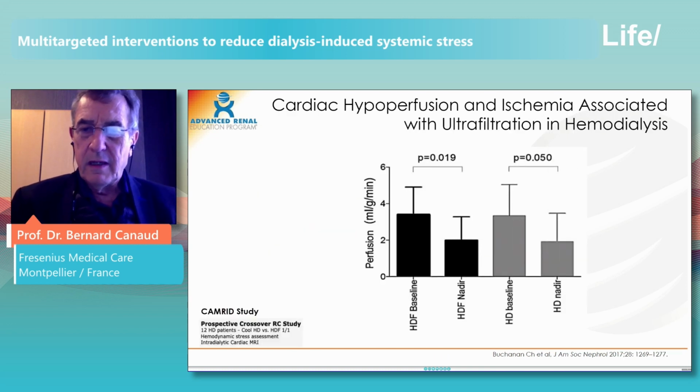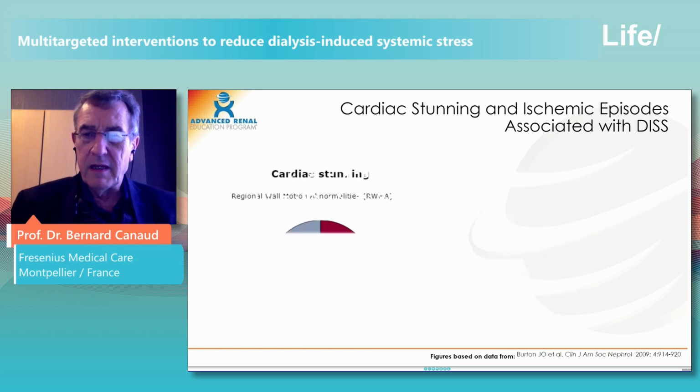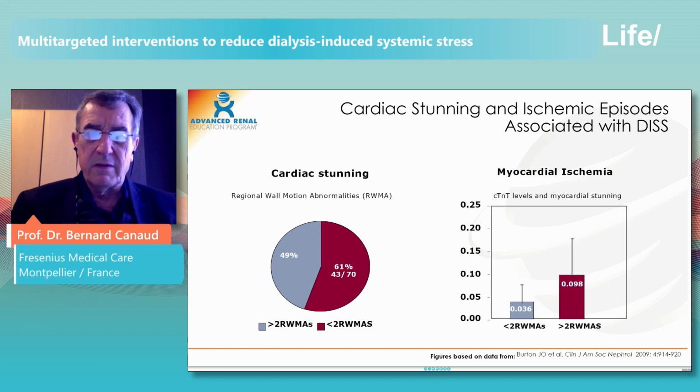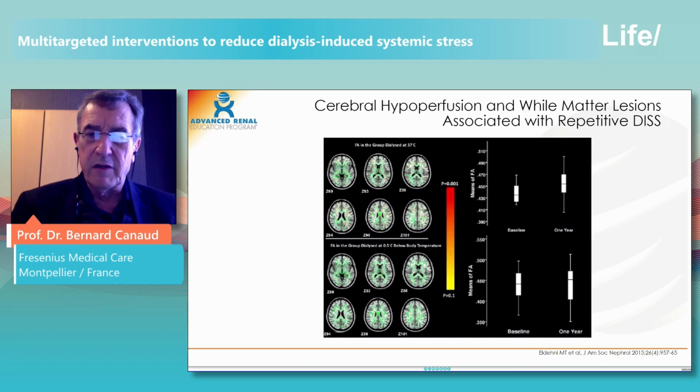If you look at the myocardial perfusion, you see that during the peak stress, which is the maximum hypotension, there is a tremendous hypoperfusion of the myocardium. And you understand clearly that this is associated with ischemic disease. So the cardiac stunning is associated with abnormality of the motion on the left side, but also with myocardial ischemia as shown on the right side. So this is an increase of troponin, for example.